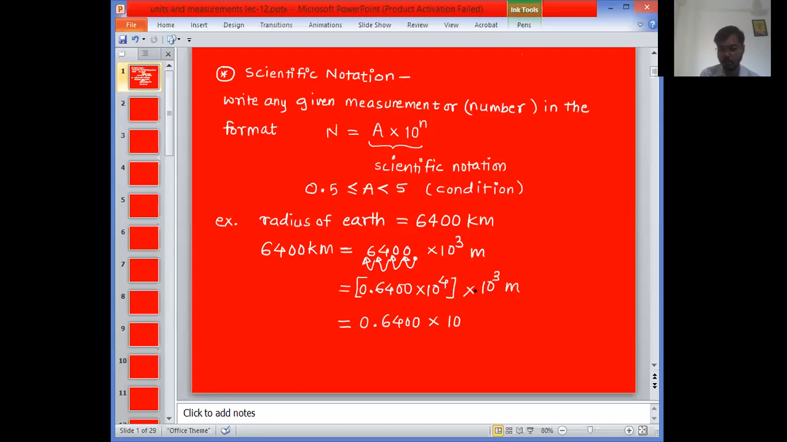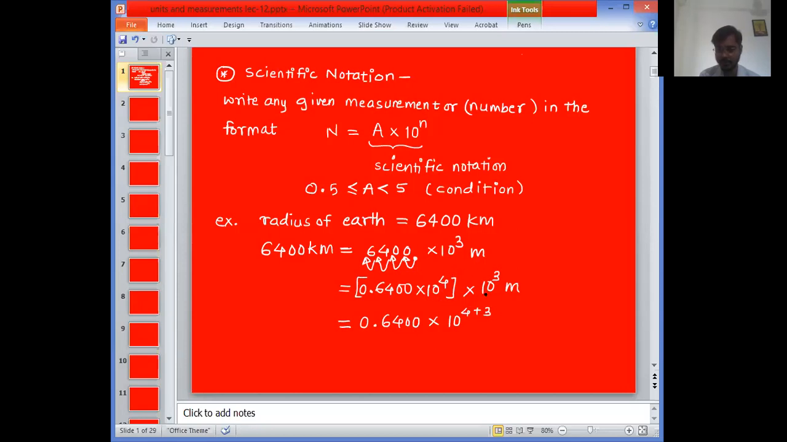Can I write 10 raised to 4 into 10 raised to 3 as 10 raised to 4 plus 3? Yes, sir, you can write that. 10 raised to 4 into 10 raised to 3 is 10 raised to 4 plus 3. Base same, 10, 10. Multiplication. Base same, multiplication, addition of indices.